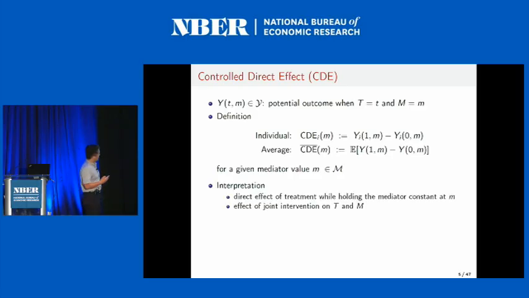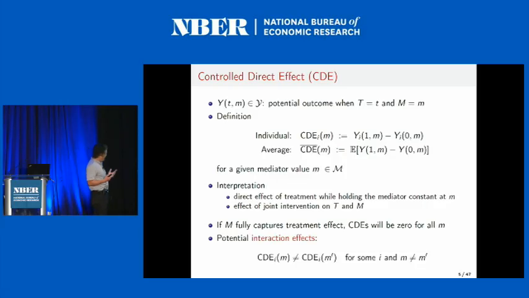Now, interpretation: as I said, it's basically the direct effect of the treatment while holding the mediator at a particular value m. You can also think of it as the effect of a joint intervention on T and M, because at the end of the day, you're intervening on both the treatment and the mediator. If M, the mediator, fully captures the treatment effect, then the controlled direct effect would be 0, because the treatment itself is not having any impact on the outcome when the mediator is fixed.